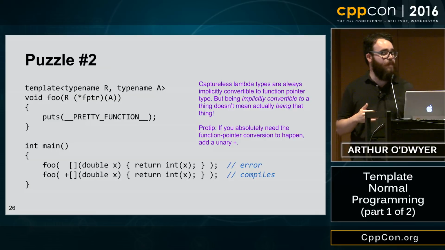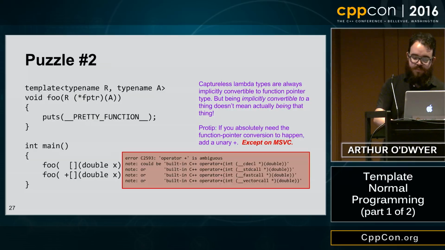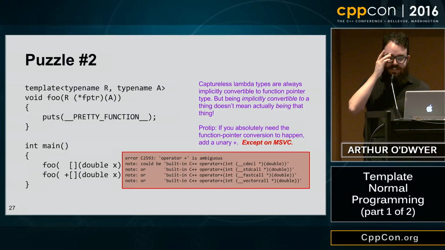Pro tip here is if you absolutely need a function pointer out of a lambda, just stick a unary plus on the front. There is no unary plus for lambda types, but there is a unary plus for pointer types, function pointer types. And so it will do the implicit conversion before it applies unary plus, and the thing you get out of the unary plus is in fact the function pointer itself. Unless you're on MSVC, and then you get a confusing error message. Because they have 4 different calling conventions, and they don't know which one you mean.